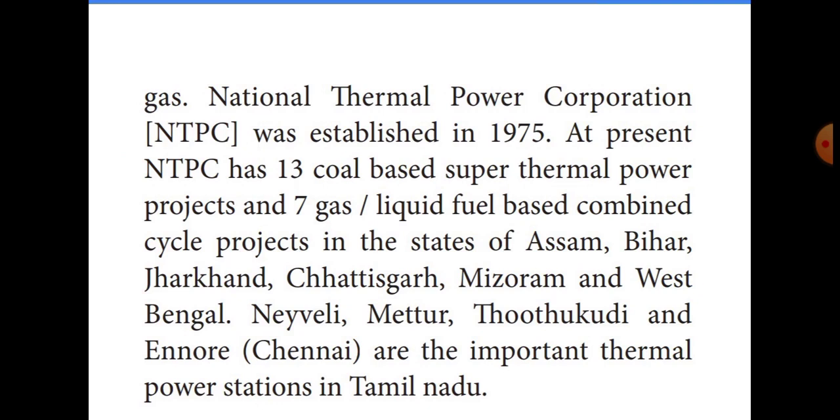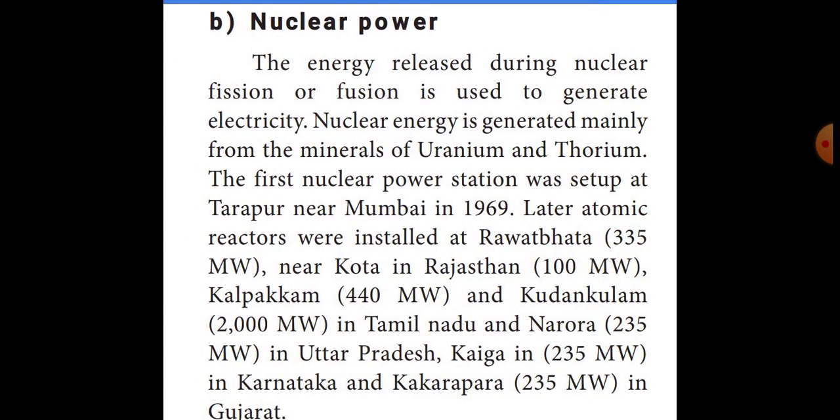Then next we learned about the second important conventional power, nuclear power. Nuclear power is released during nuclear fission or fusion, that means melting two or more things into one. Through that, they generate electricity. Mostly this energy is generated from the minerals uranium and thorium.